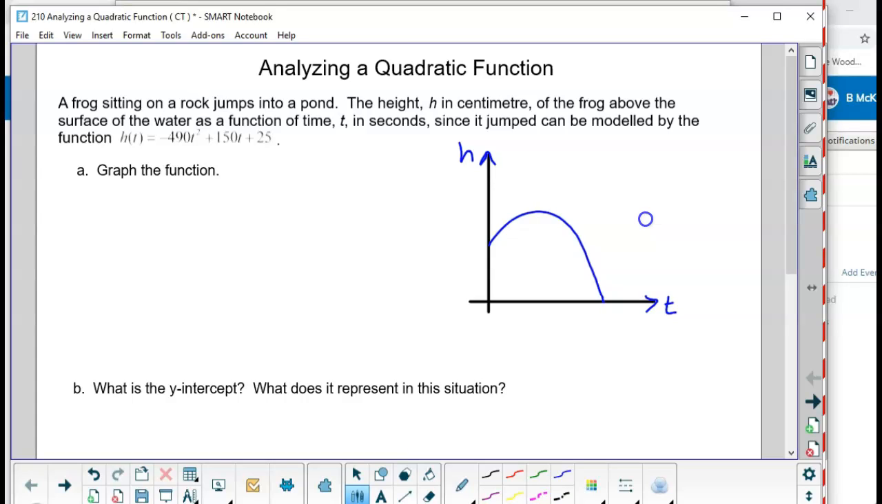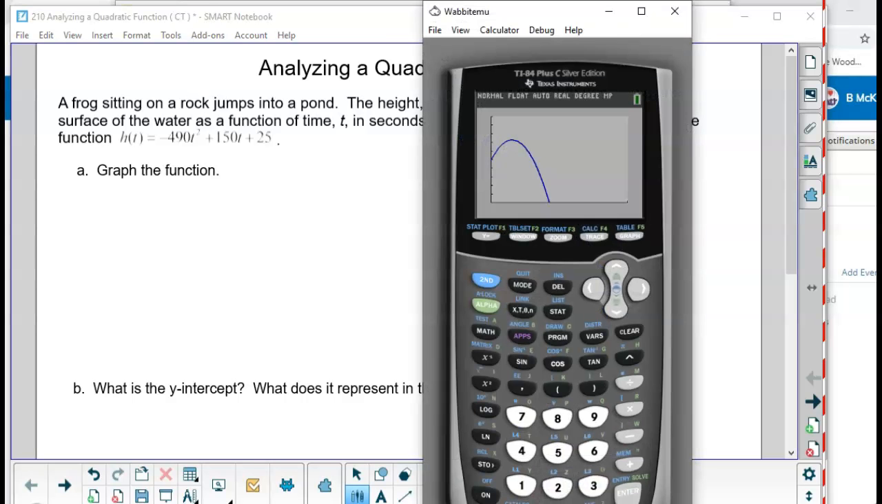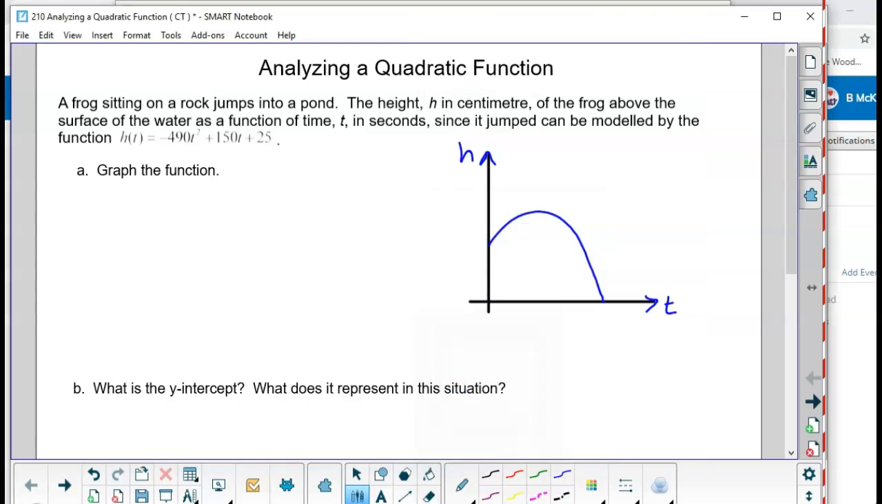So the first is, what is the y-intercept? If we go trace, that's when x is 0, so just punch in 0, enter, we get 25. Do we even need to do that? If you look at the equation, if we find h of 0, then that's going to be negative 490 times 0 squared plus 150 times 0 plus 25. So that's equal to 25. It's always the constant term if it's been simplified. So what does that represent in this situation?